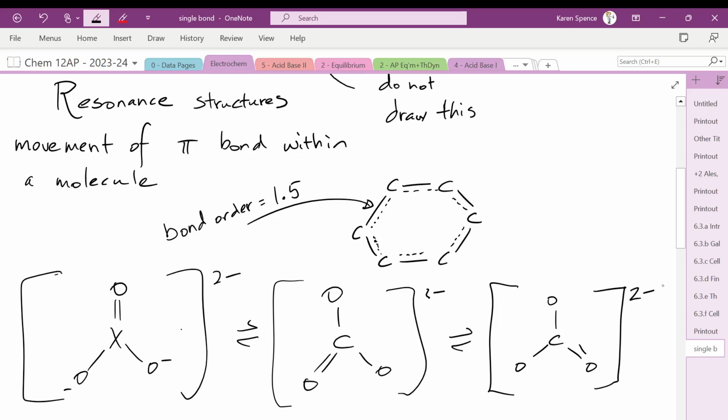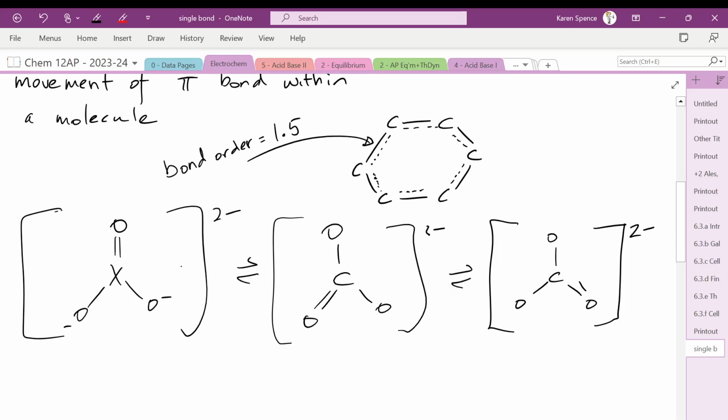Yes, this is an ion, and I haven't drawn on any of my lone pairs. You're like, where is this coming from? Yeah, these are ions. So we have 3 resonance structures. This is going to be a bond order equals 1 and 1/3, or 1.33. Is that good? Okay, now we have this resonance.